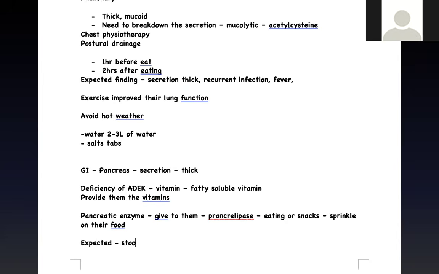These people, their stool is going to be fatty, right? It's going to be large. It's going to be voluminous. It's very thick and sluggish. Because of this, you have to give them an enema to get rid of it. So stool is going to be fatty, large, voluminous, and you give an enema to help get rid of the stool as easily as possible.